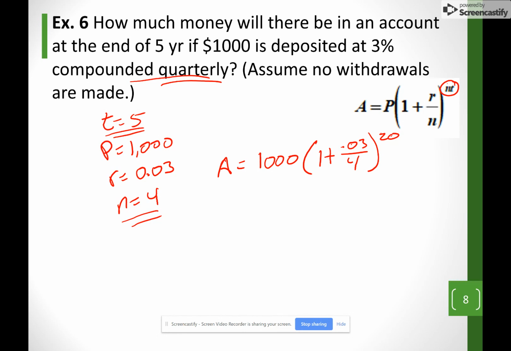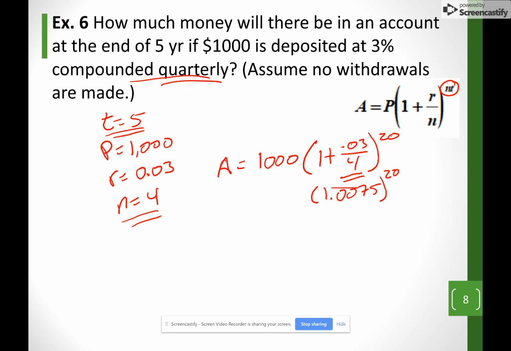Now, if you have a calculator where you can type all this in, well, just type it in and you're good to go. Otherwise, looking at order of operations, let me do the group first. So I'm looking at the inside of the parentheses. Within the parentheses, I'm doing the fraction first. 0.03 divided by 4 gives me 0.0075, added to the 1. So I'm going to get that my parentheses is 1.0075. So I just did the parentheses. I'm going to do this to the 20th power.